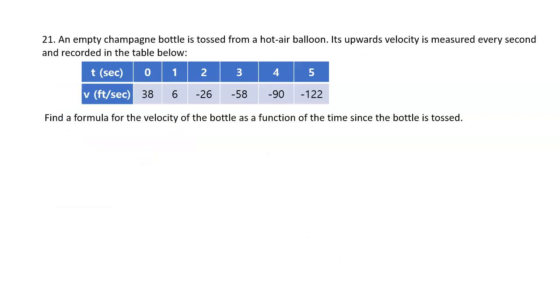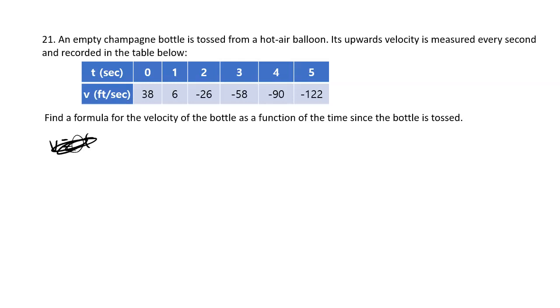Alright, here's our last question. An empty champagne bottle is tossed from a hot air balloon. Its upward velocity is measured every second and recorded in the table below. Find the formula for the velocity of the bottle as a function of the time since the bottle is tossed. Okay, so you want v as a function of time.